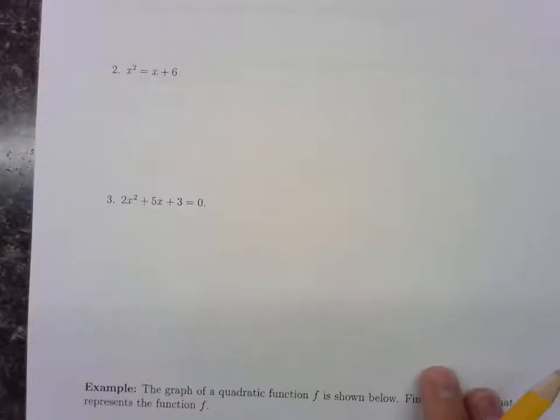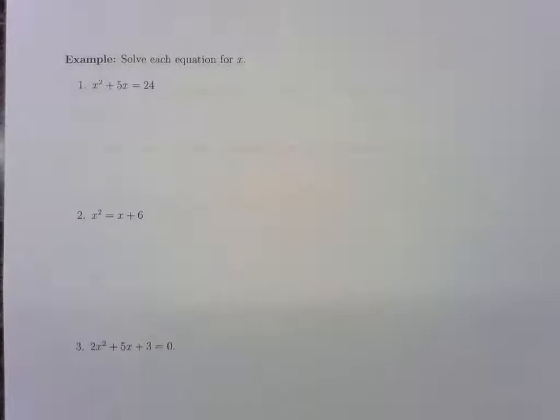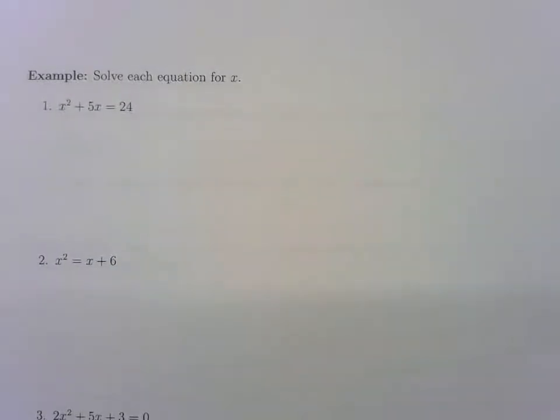On page 12, we're actually going to start solving. This one says solve each equation for x. So number 1: x squared plus 5x equals 24. Sorry, the camera is having a hard time focusing, it's probably making you dizzy.